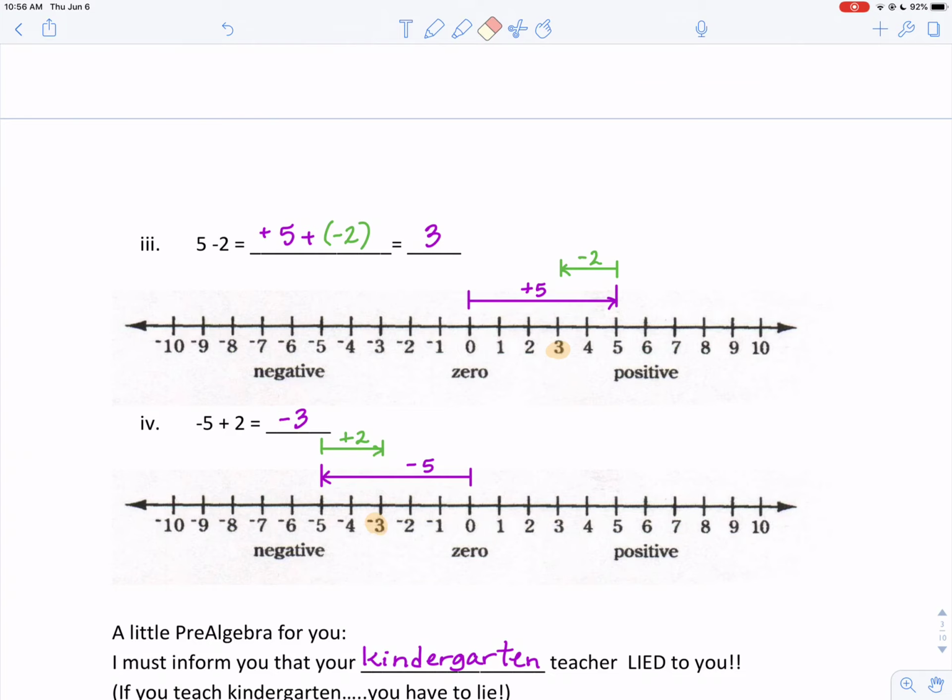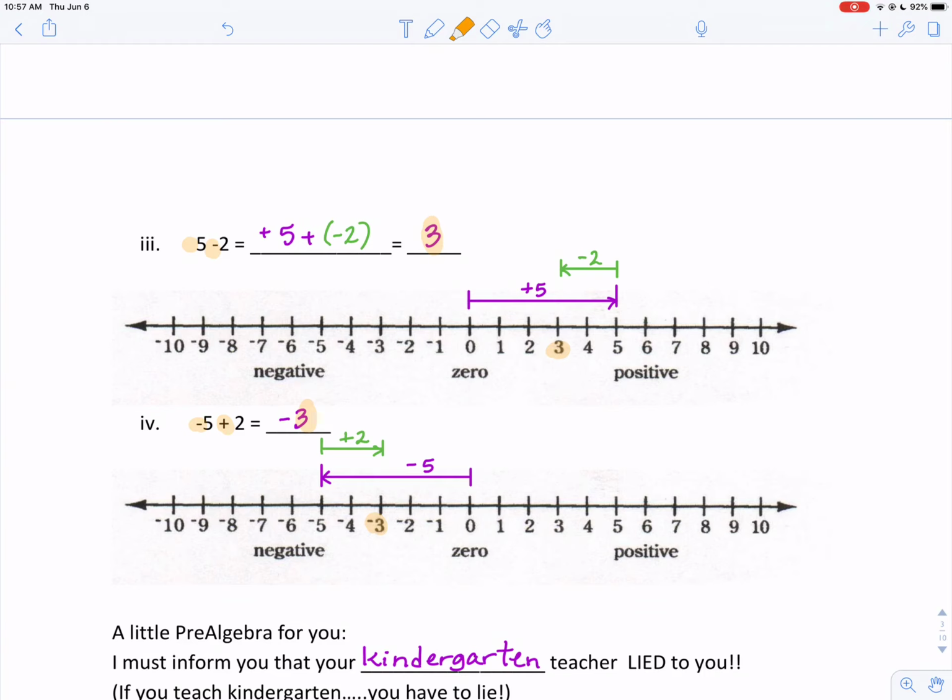Notice in both of these, we have a 5 and a 2, but this time we wind up with 3. What do we do with a 5 and a 2 to get a 3? We subtract. So when our signs are different, this one's a plus, that one's a minus, that's a plus, we're going to subtract to get our answer. Now, what about the sign? How do you determine if it is a positive answer or a negative answer?